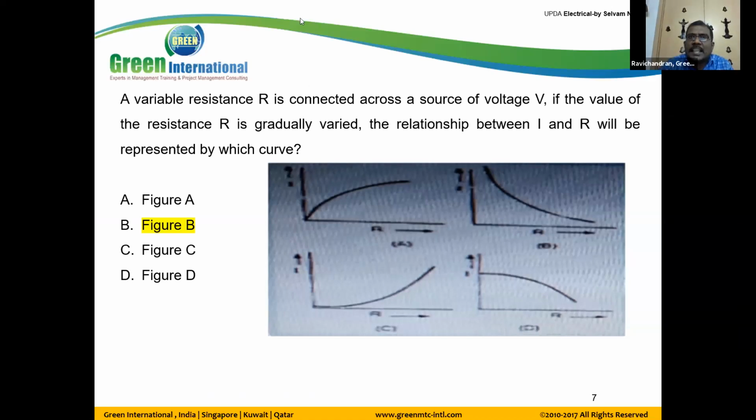And sometimes, suppose we have options like this. A, B, C, this is the option D. Which one is the right answer? Here in the x-axis we have resistance. Here in the x-axis we have current. That is the only difference between the options B and D.